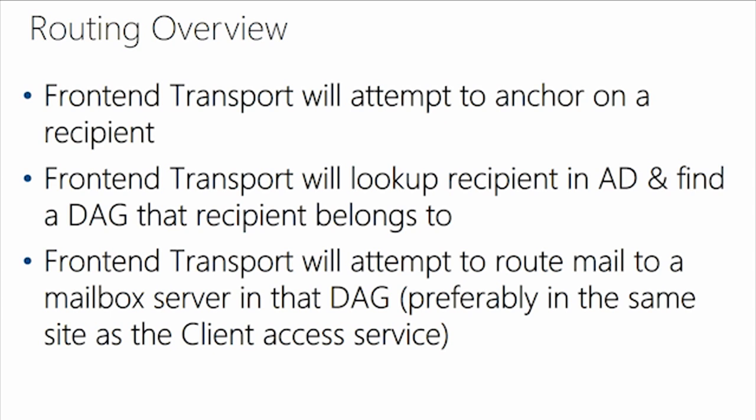The first thing that we can highlight is the front-end transport server will attempt to anchor on the recipient. So if a message comes into the front-end transport, it knows from the protocol traffic that this message is for a specific user. So this front-end transport server will then know that a specific user is in a database on this server in the DAG. It will then proxy that connection to the hub transport service on that mailbox server, because that's the best decision for that message, using the SMTP protocol traffic to determine that.